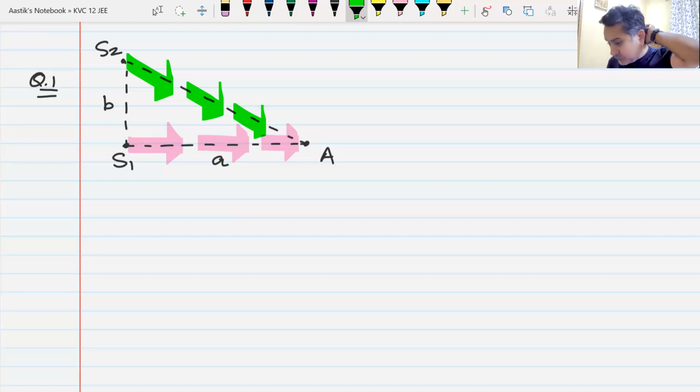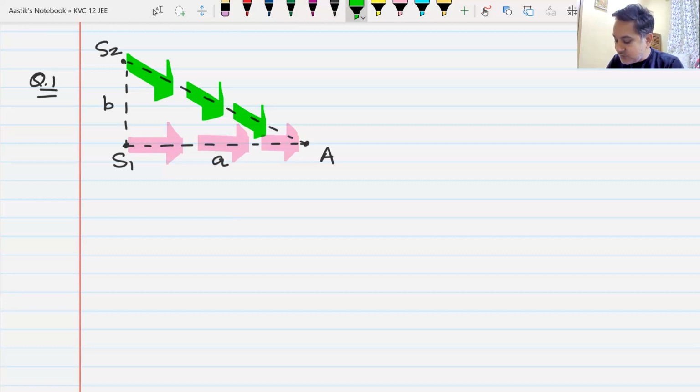Now, which one is traveling more? The green one or the pink one? Green one. Green, sir. That's it. How much is the length from S2 to A? It is root over a square plus b square. So the path difference, my dear friends, is S2A minus S1A. It does not get simpler than this.